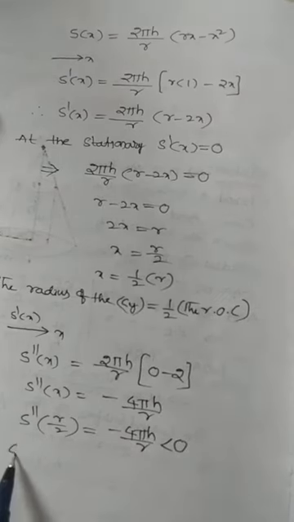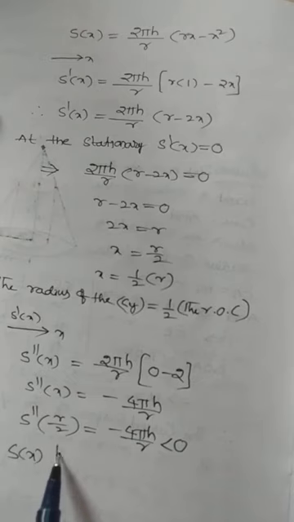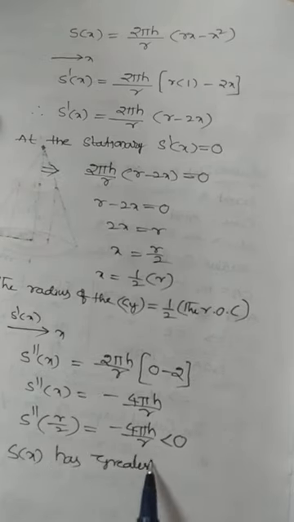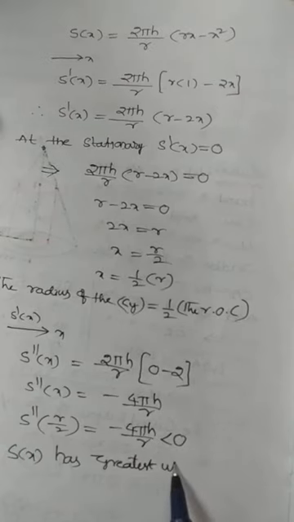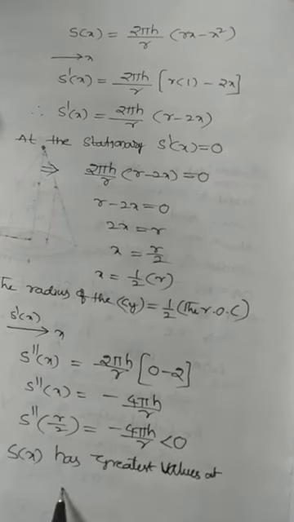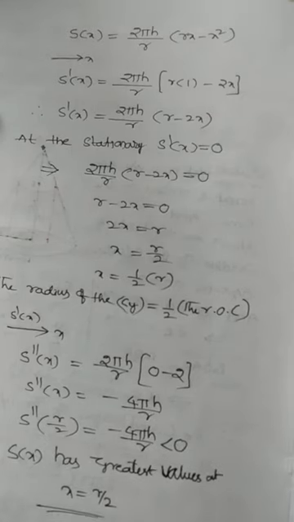Therefore s of x has greatest value at x is equal to r by 2. This is the solution we have to show.